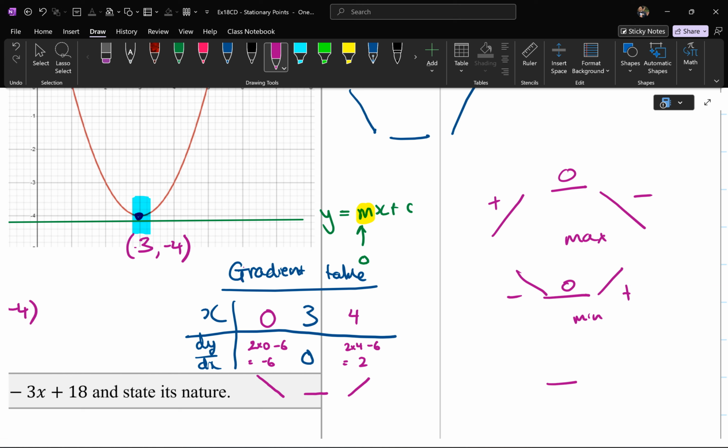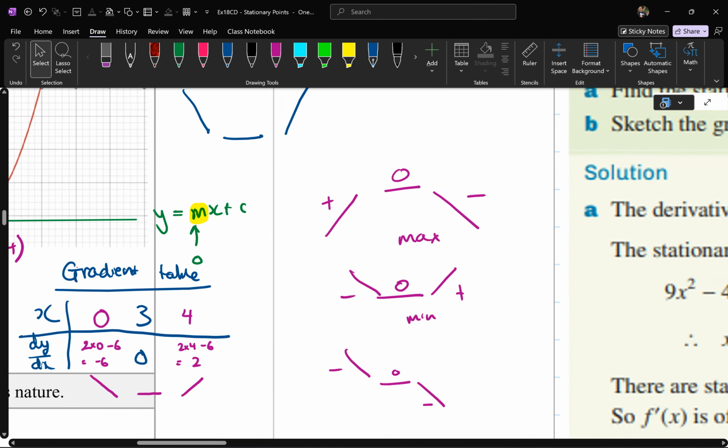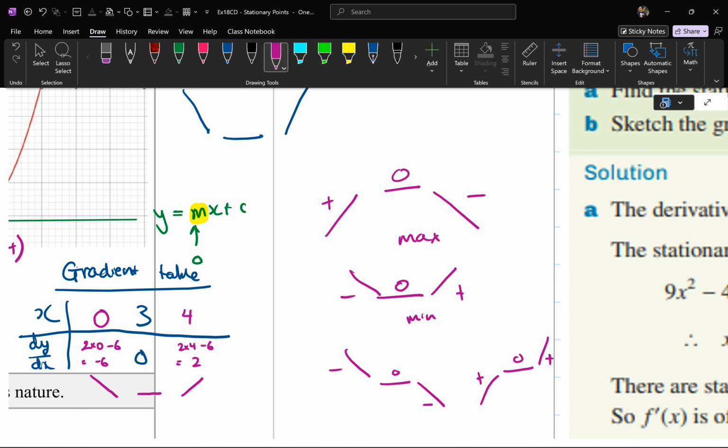And if you had 0 gradient, but then on the left it's negative, and then on the right it's negative, that's called an inflection point. But you can also have an inflection point the other way. You could have had positive, 0, positive. This is called a gradient table. You've got 3 scenarios to prove whether it's an inflection point, minimum point, or a maximum point.